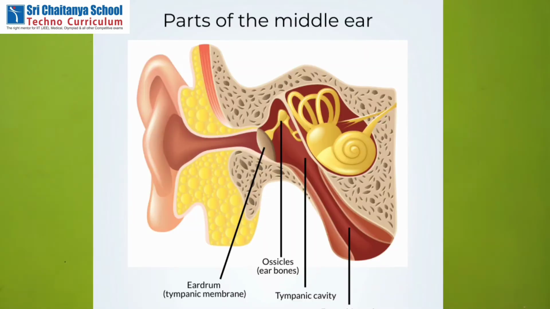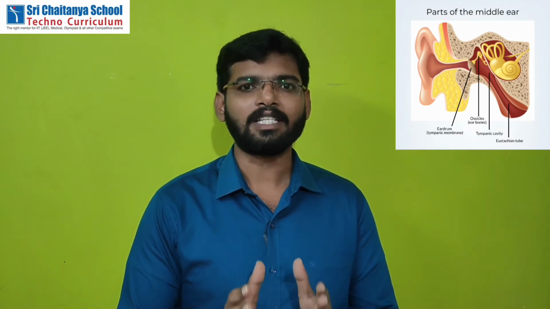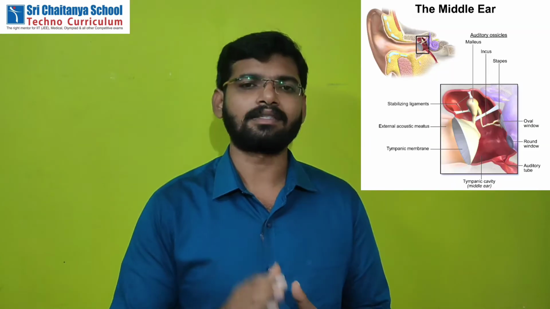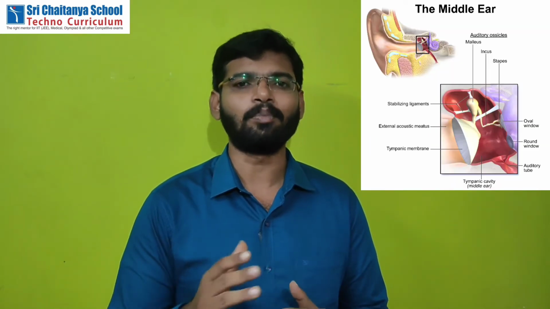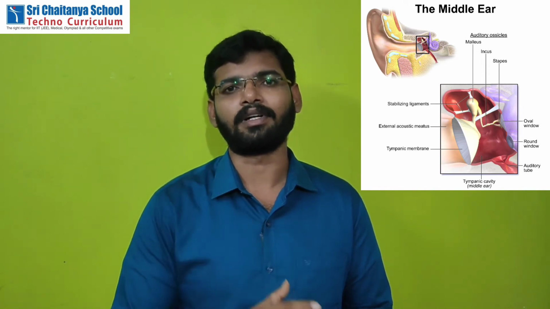Now let us see the middle ear. The middle ear is present between the external ear and the inner ear. Let's see what is present in the middle ear. The middle ear is an air-filled cavity. It contains three ossicles. Three ossicles means three bones. These are the smallest bones of our body.